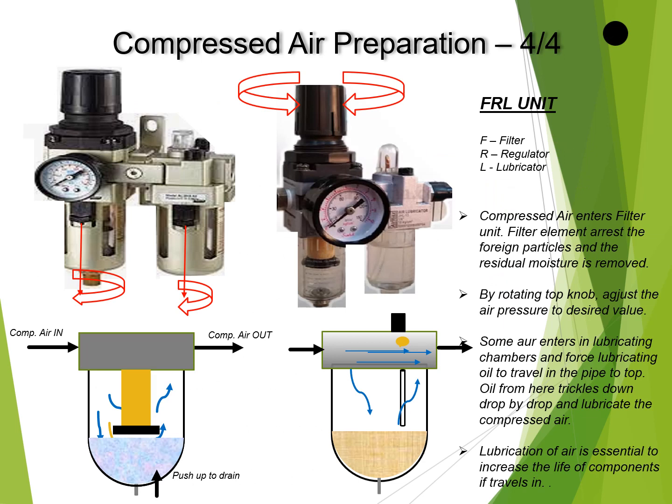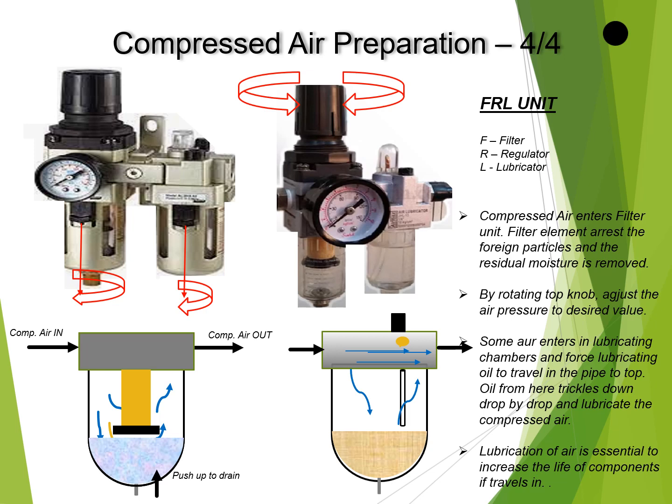The last equipment I am presenting for air preparation is FRL unit. It stands for filter, regulator and lubricator. This is a very important unit in a pneumatic system. It helps in regulate and maintain the compressed air supply. In most of the cases, the filter and regulator are combined into a single unit.